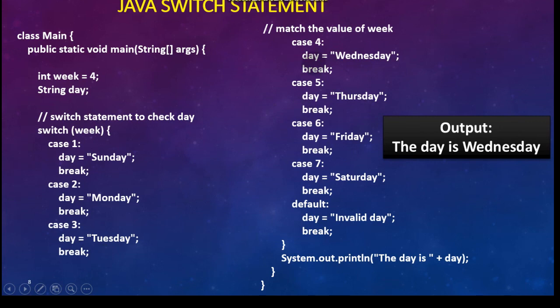The fourth condition is case 4, day is equal to Wednesday, again break, terminate the condition. Case 5, day is equal to Thursday, come out of the block, that is break. Again case 6, day is equal to Friday, break. Case 7, day is equal to Saturday, break.